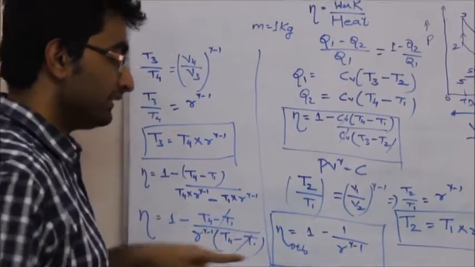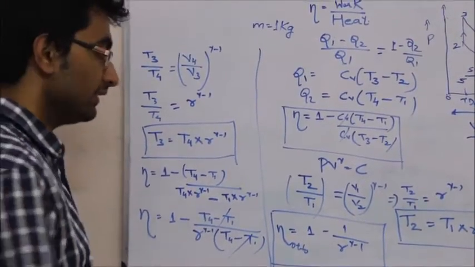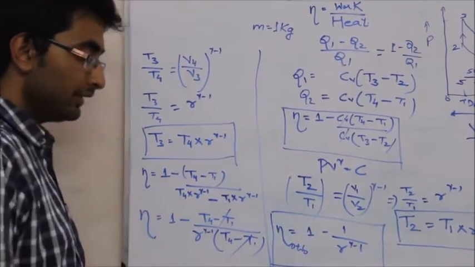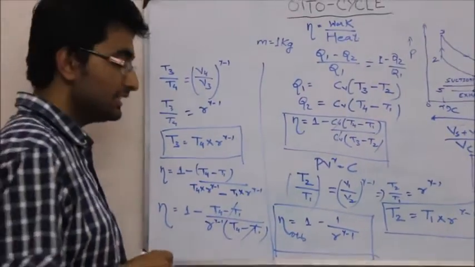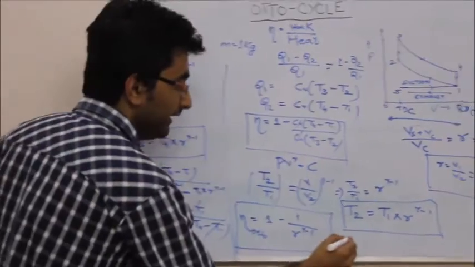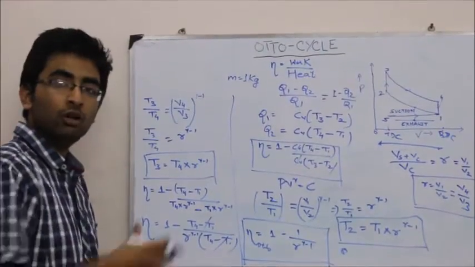You can see now, as r increases, the efficiency increases. So the maximum limit till which the efficiency increases with the increase of r is limited. This was all about Otto cycle.